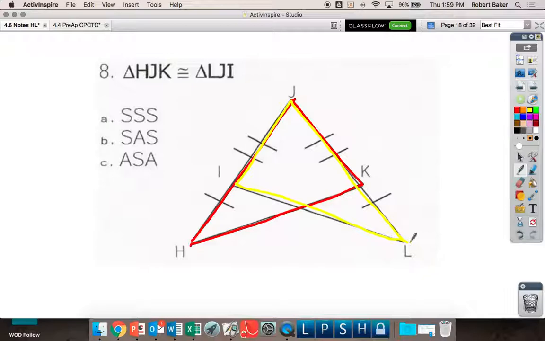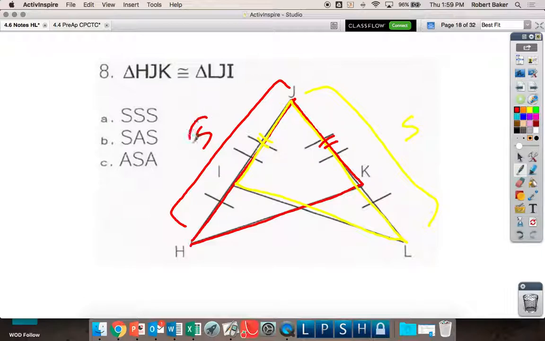Alright. On the yellow triangle, we have this side is congruent to this side, right? And then on the yellow triangle, we have 2 marks here and 1 mark here. And on the red triangle, we have 2 marks here, 1 mark here. So what can you say about this length of the yellow triangle and this length of the red triangle? They're the same. So this line of the yellow triangle is a side that is the same as this line of the red triangle.